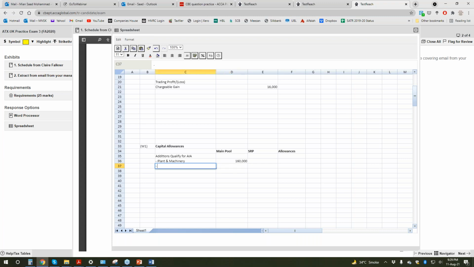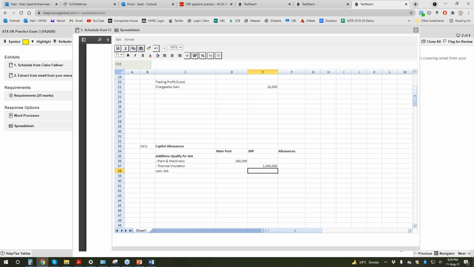and thermal insulation, that is for 1.04 million, I guess. Now these are the additions that qualify for AIA. However, the limit of AIA is only 1 million, so we'll less AIA from here.